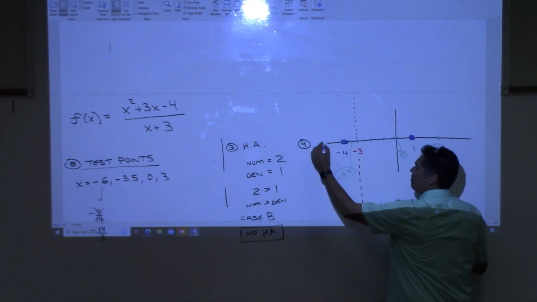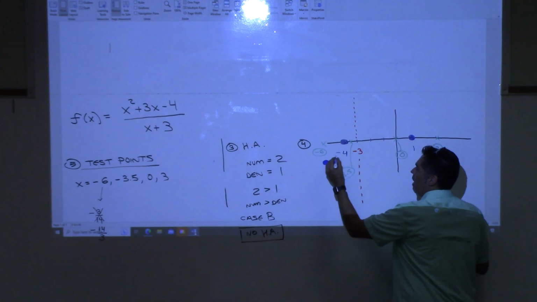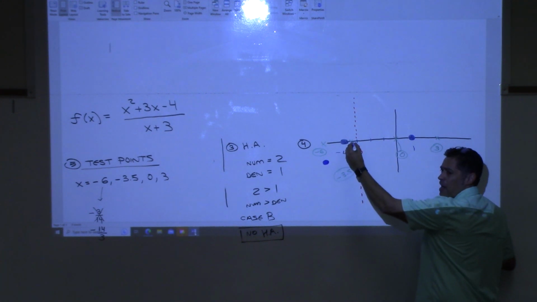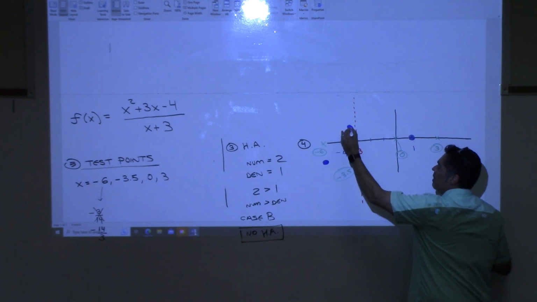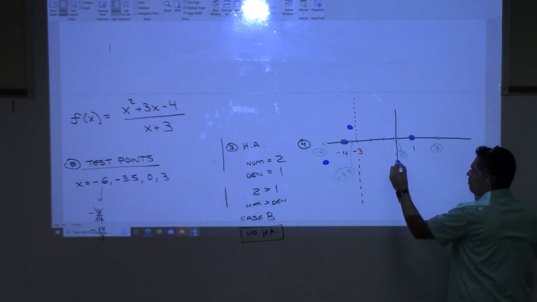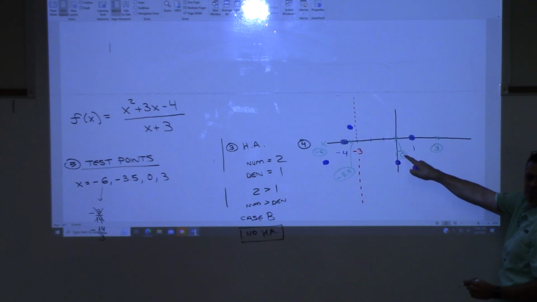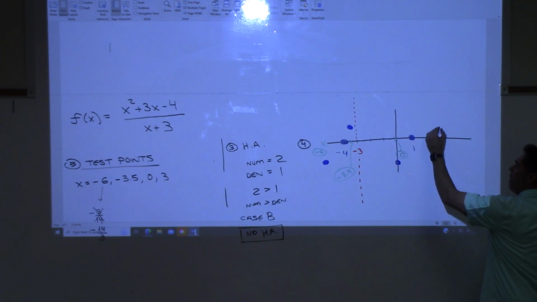So where was it over here? At -6, it was negative, right? Put a dot below. How about at -3.5? It was positive, right? Okay. And then at 0, wasn't it negative? I'm putting it down here, the only reason I'm putting it way down here is so it's not hitting that. I could have put it up here, doesn't matter. And then at 3, it was positive.